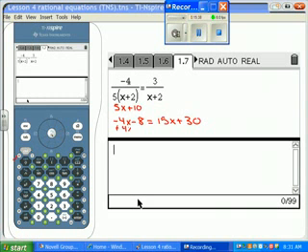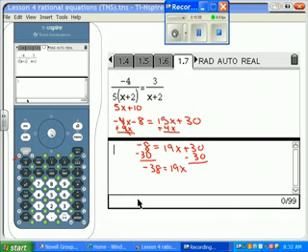Add 4x to both sides. Remember, you always have to do the opposite so they cancel. So we get negative 8 equals 19x plus 30. Want to get x alone? Subtract 30. So I get negative 38 equals 19x. Good, keep going. Divide by 19. x equals negative 2.